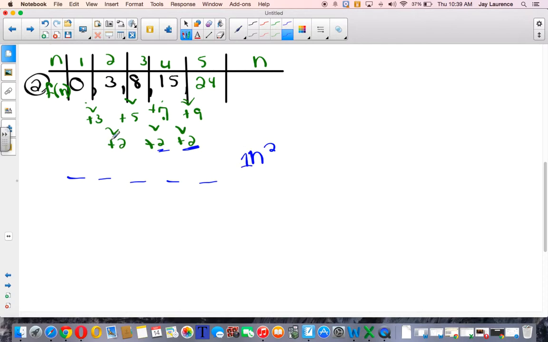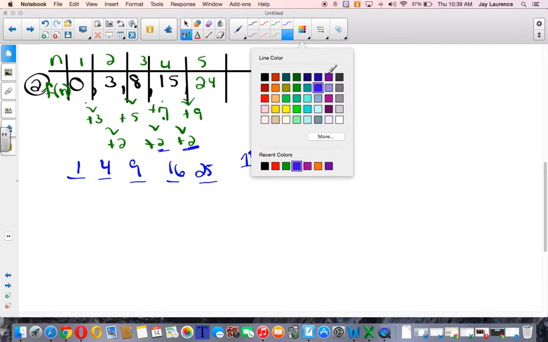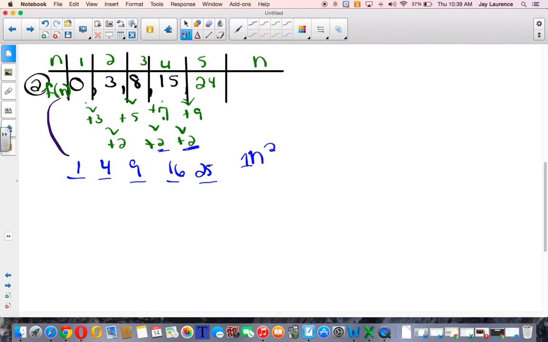All right? So if I square 1, I get 1, and then 4, and then 9, and 16, and then 25. And now I'm going to compare up. How do I turn the blue ones into the black ones? Well, it'll be minus 1. Minus 1. 4 minus 1 is 3. 9 minus 1 is 8. It's minus 1. So the nth term is going to be n squared, or 1n squared, minus 1.